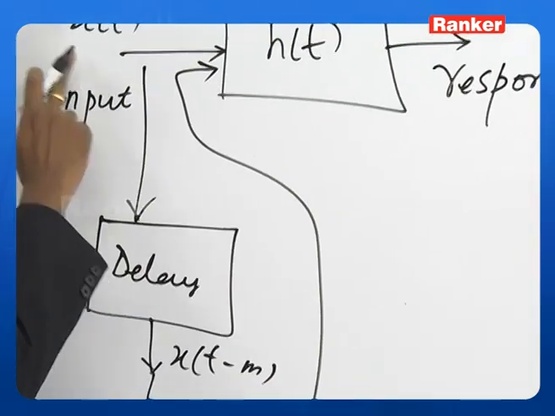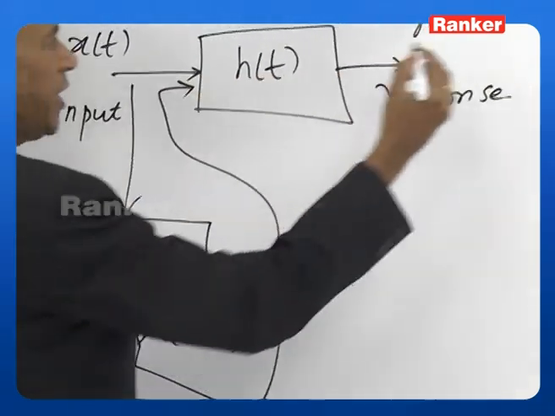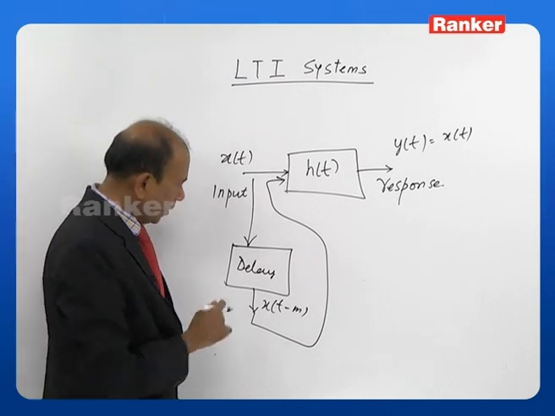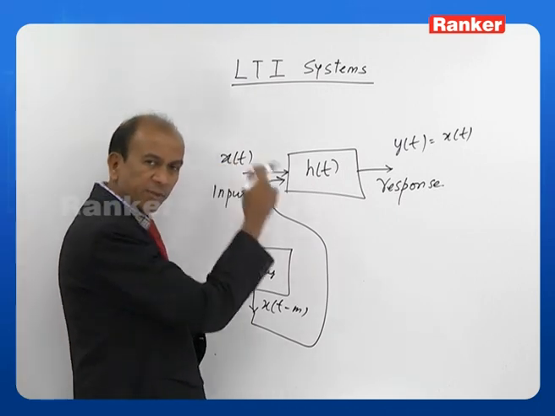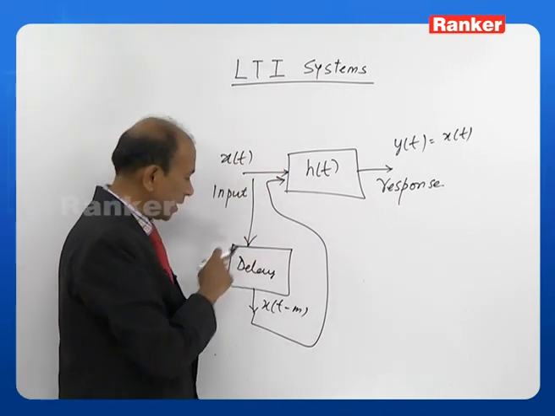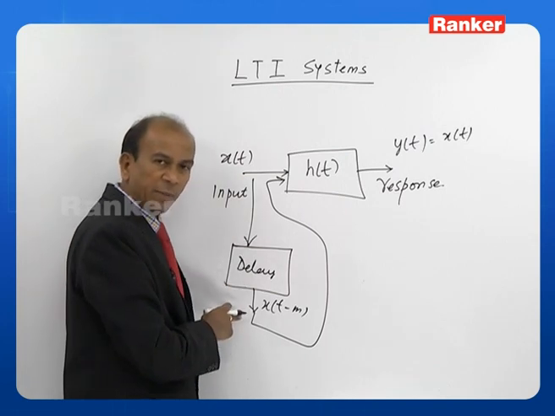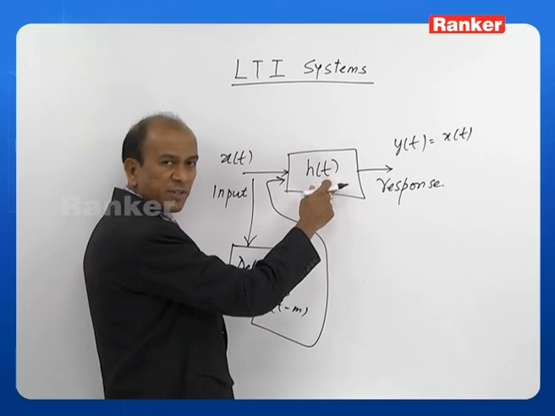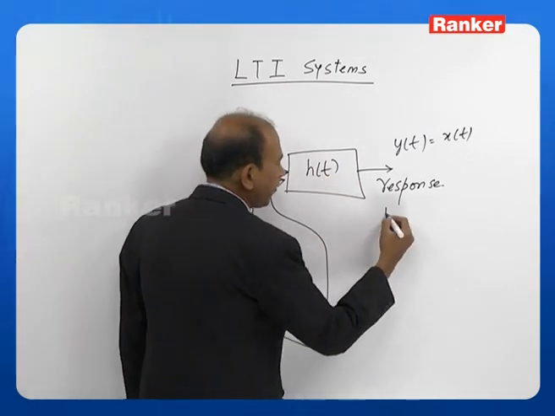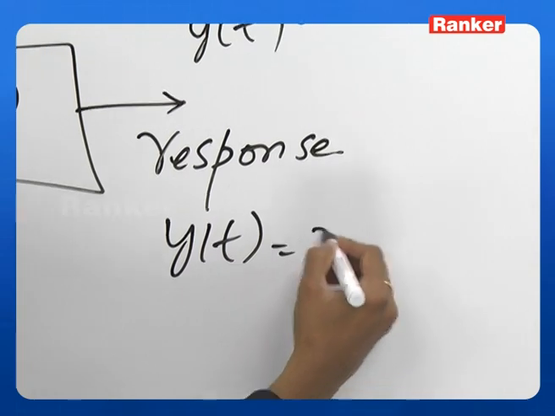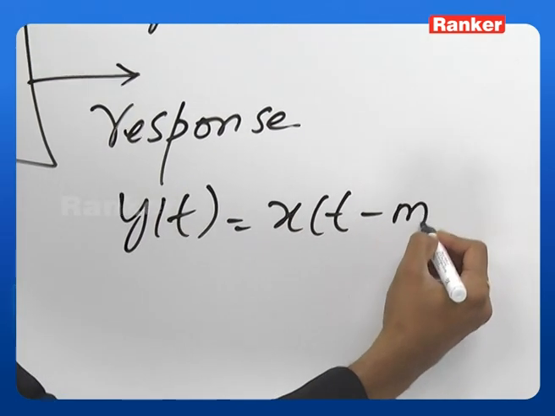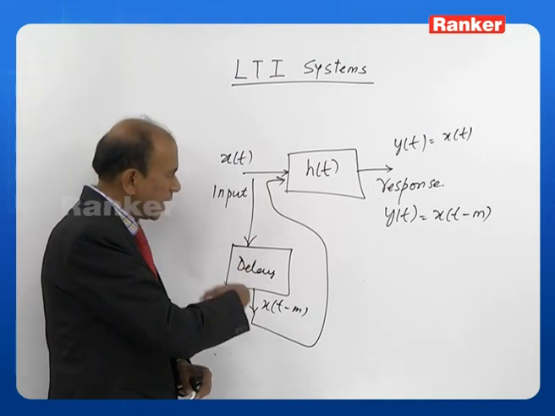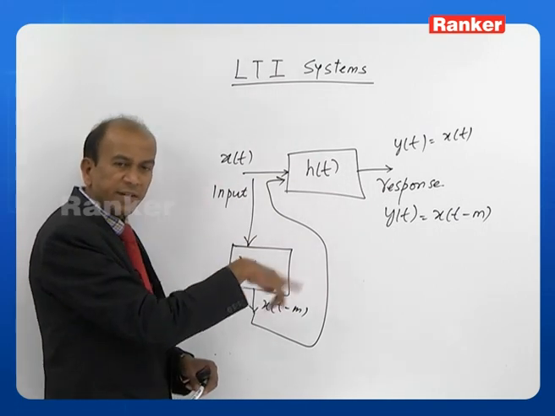Then here if you see, y of t is equal to x of t when there is no delay. Now I am passing the input through a delay and I am getting x of t minus m. This happens to be the input of the system having a transfer function h of t. Now the output y of t for such a system is equal to x of t minus m. So this is how we illustrate this system.